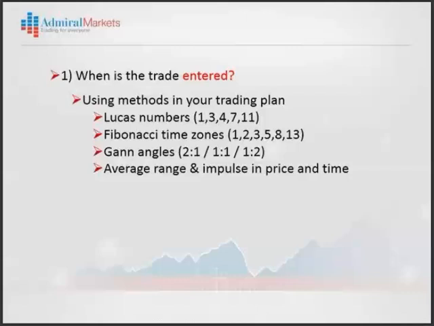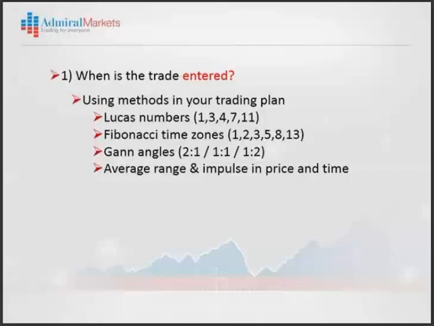Okay, so that's Lucas numbers, Fibonacci time zones, Gann angles, and as I was saying, paper trade and backtest your favorite currency in your favorite time, and really just write down how many impulsive candles you had, how many corrective, how many impulsive, and get a feel by backtesting what the average is approximately in time.